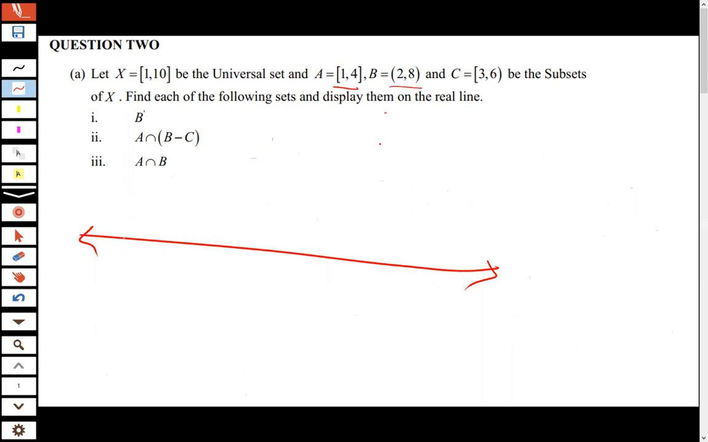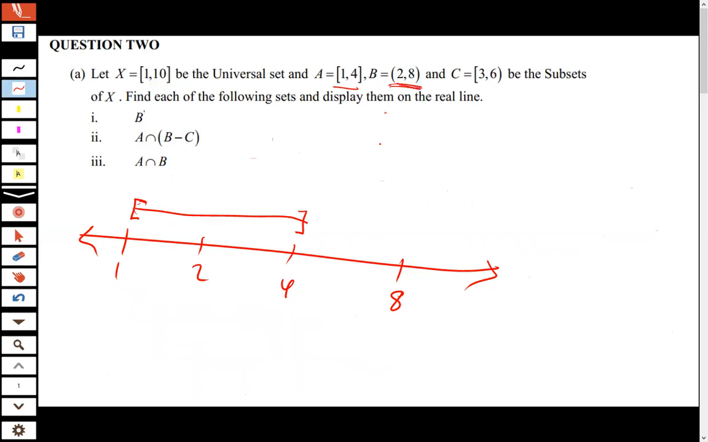The numbers for A, we have 1 and 4. Then in B, we have 2 and 8. So I'm going to put 1, 2, 4, 8. A is ranging from 1, and it's closed at 1. If you don't want to be shading the brackets, you can be using the same brackets. So you put a square bracket at 1, and then also a square bracket at 4.